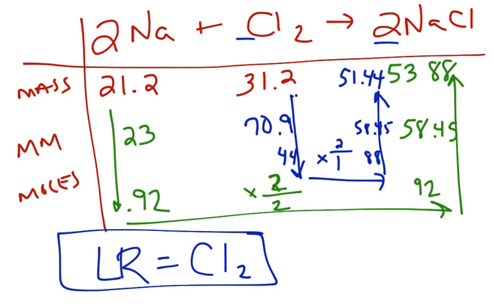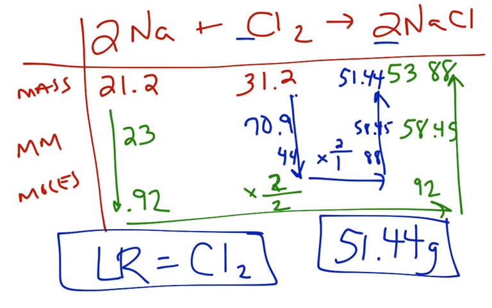Or if the question asked what mass would you make, your answer would be whichever one is lower. It happens to be 51.44 grams. That's the idea of limiting reactants.